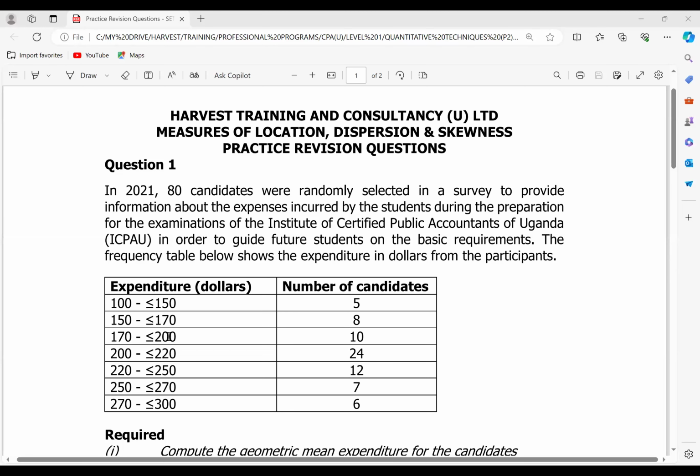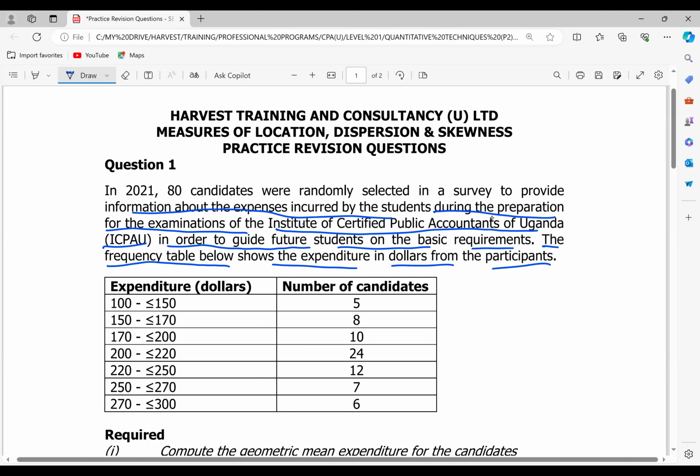All right. So in our question number 1, we are told that in 2021, 80 candidates were randomly selected in a survey to provide information about expenses incurred by students during the preparation for examinations for the Institute of Certified Public Accountants, Uganda, in order to guide future students in the basic requirements. The frequency table below shows the expenditure in dollars from the participants.